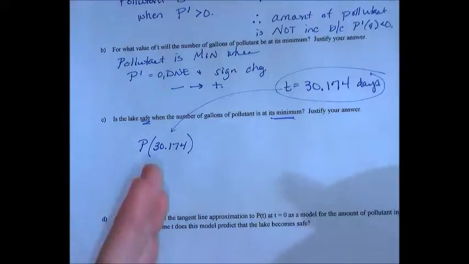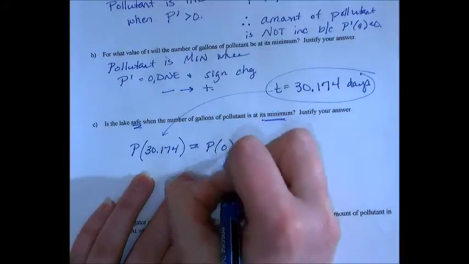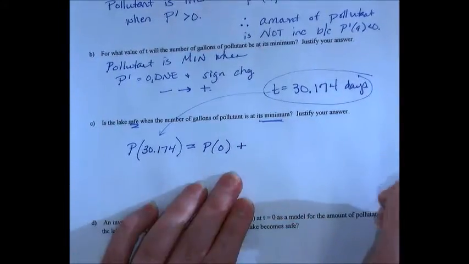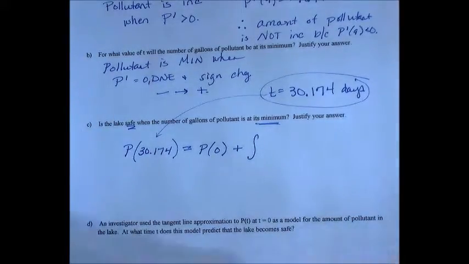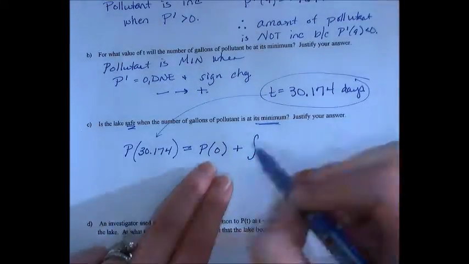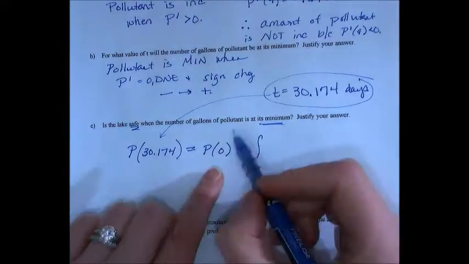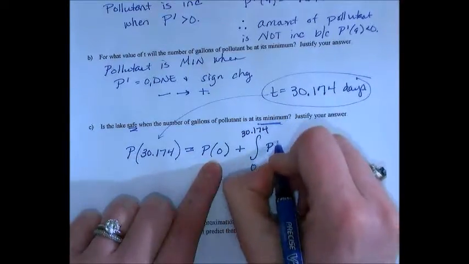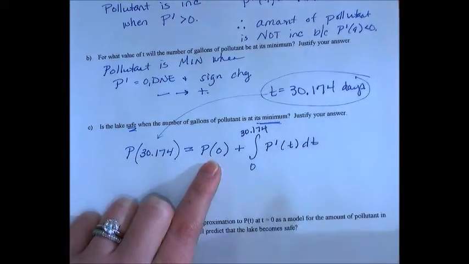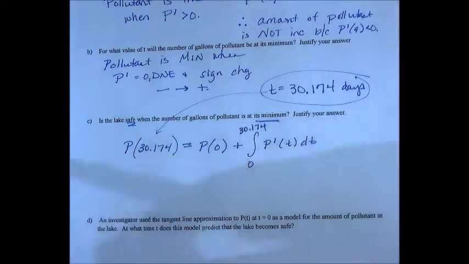I want to know the pollutants here. Well, that's going to come from how many pollutants were there at the beginning, plus I'm going to add up the pollutants that were entered into those lakes. See what's going on. Are they coming in? Are they going out? What's happening? Is there a rainstorm that cleans out the lake? We don't know. So I want to know the displacement, if you will. How has that pollutants changed from 0 to 30.174 of P prime of T dt? If I integrate the rate, I get the pollutants. So I want to do this.